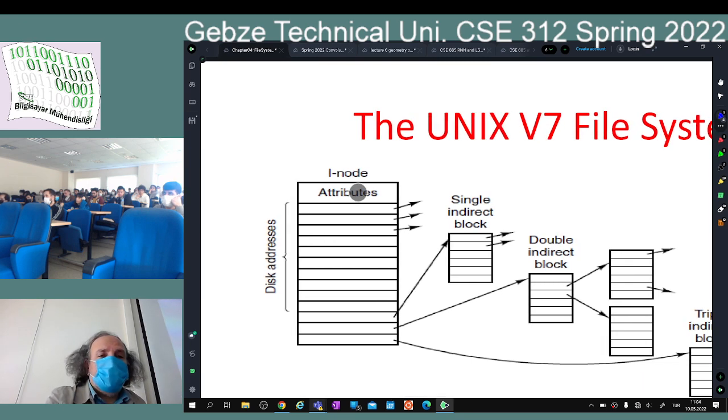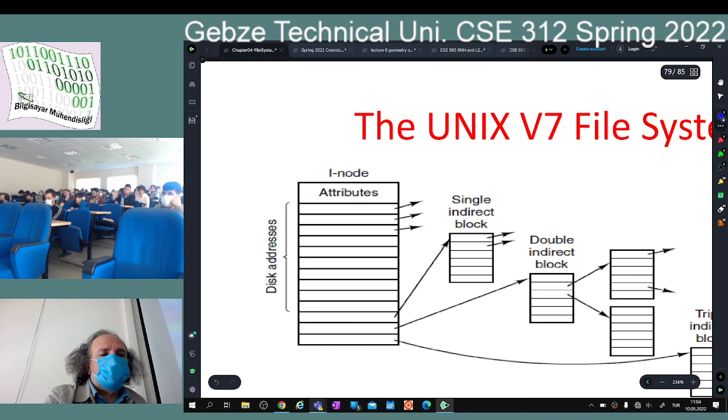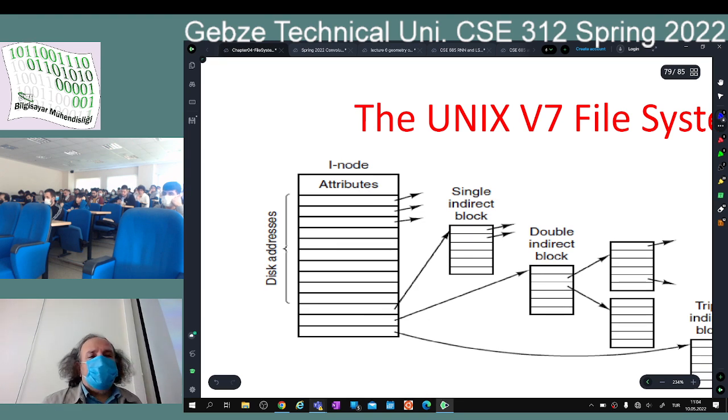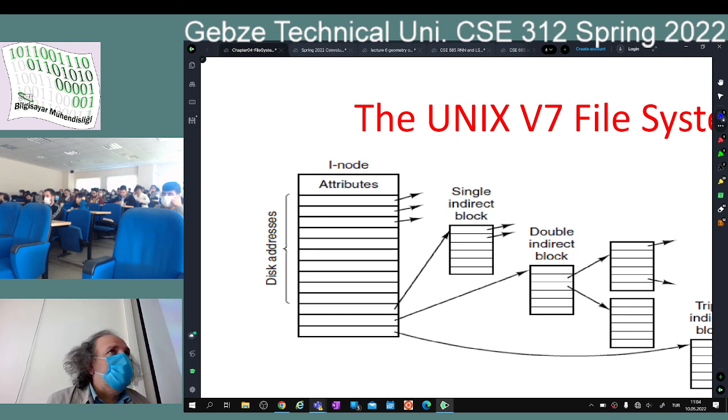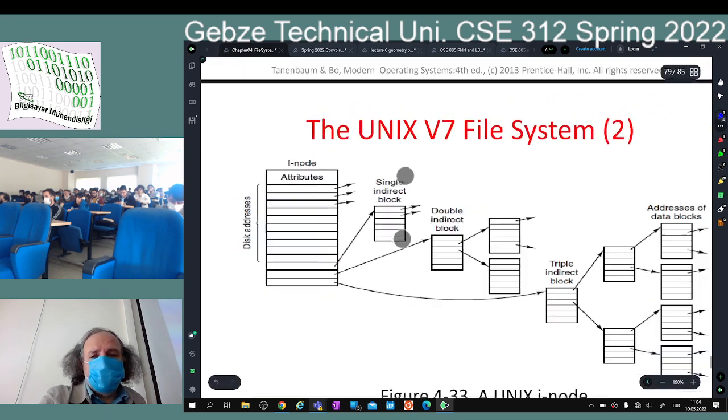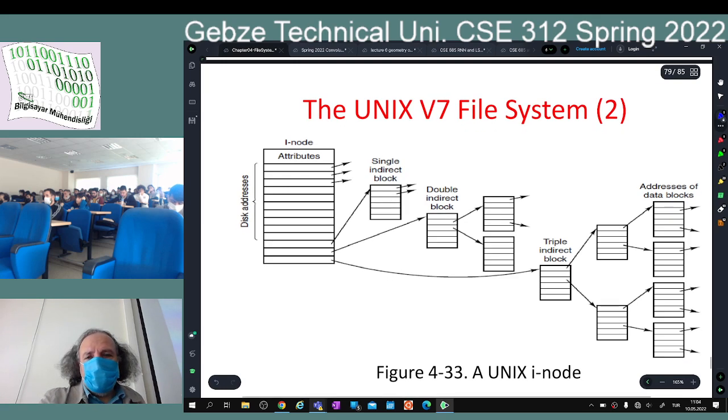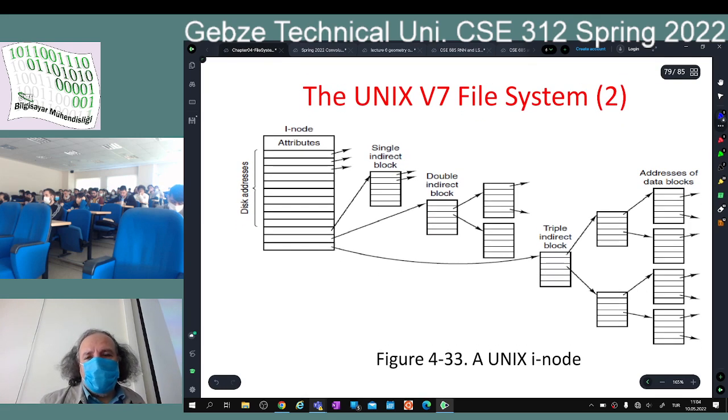Inside the inode I have the attributes, and after the attributes I have the block addresses. And I am free to keep any data that I like in my attributes field, including the long file names, modification time, creation time, reference time, etc. Okay, this is System V7, and this one uses 1, 2, 3 levels of inode indexing hierarchy.